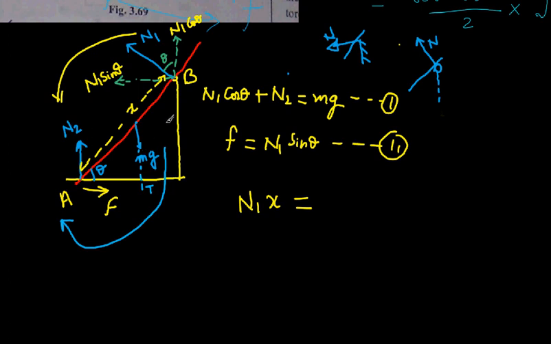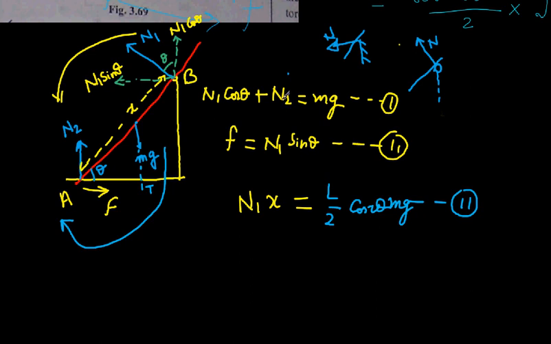Is it right to assume? I guess not, because this is the midpoint of the whole length. So this should be L by 2. Total length of the ladder is L, this should be L by 2, and we need to find AT. AT should be L by 2 cos theta. So N1 x is equal to L by 2 cos theta, multiplied by mg, sorry I forgot this. Now you solve these equations. We have three equations.